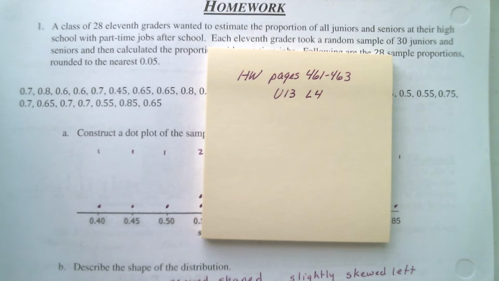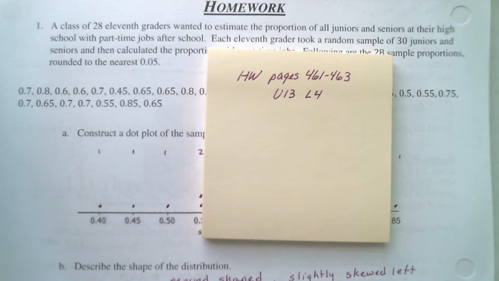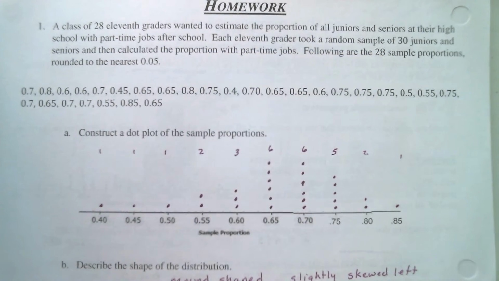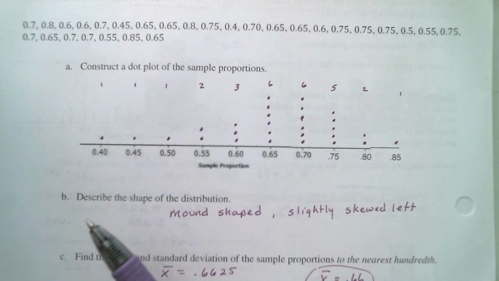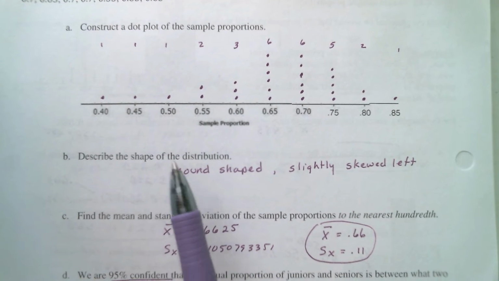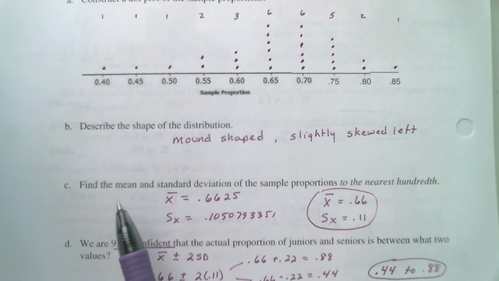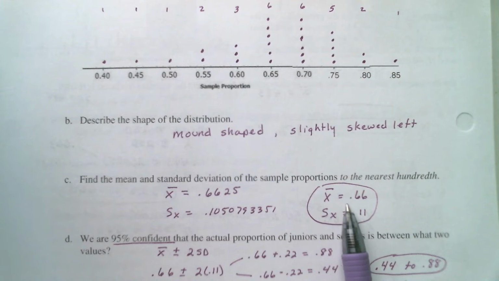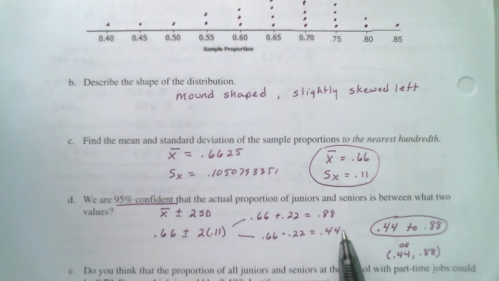This is the homework answers for pages 461 to 463, Unit 13, Lesson 4. Number 1, here's the dot plot. B, it is mound shaped, might be slightly skewed left. C, the mean is 0.66, the standard deviation is 0.11.